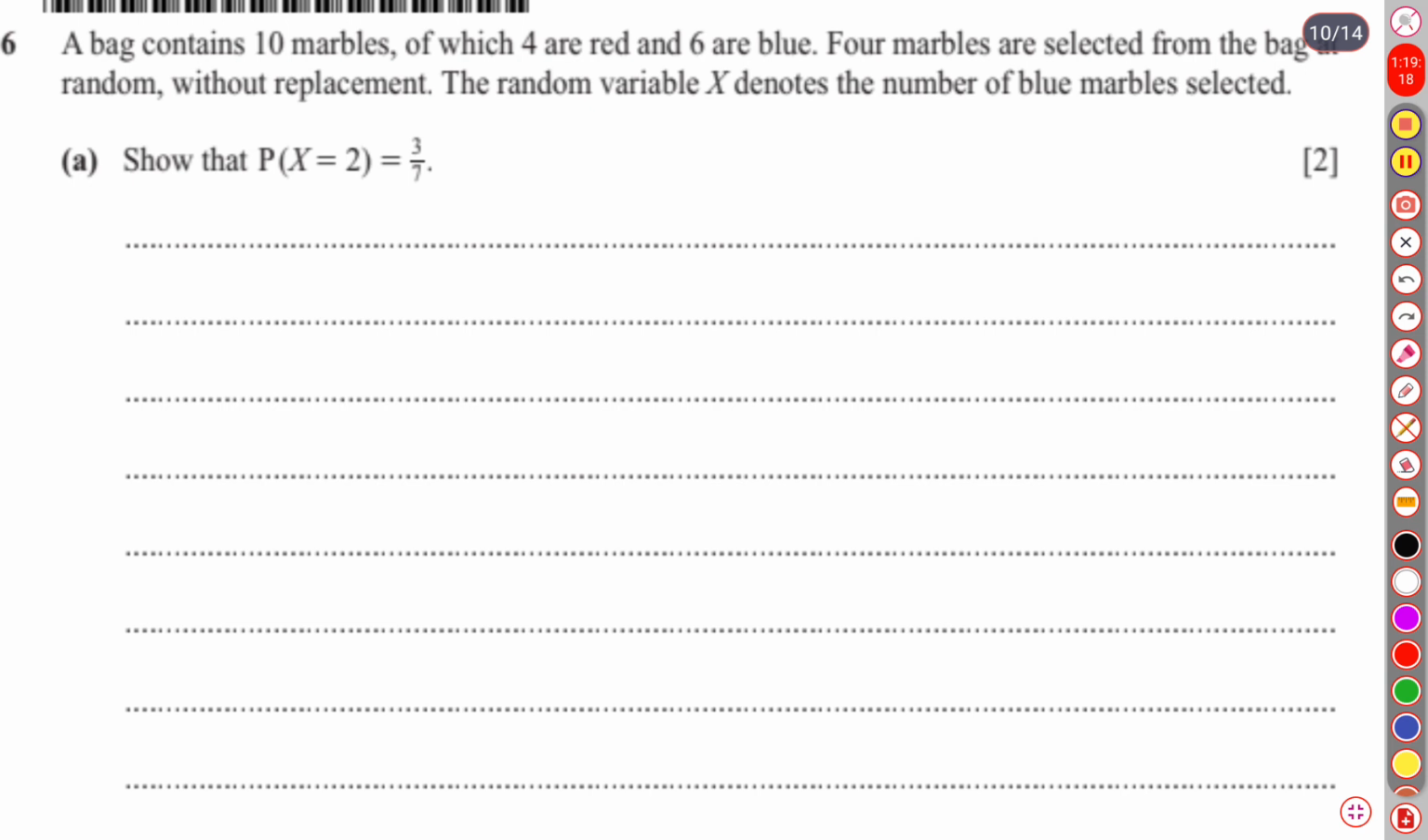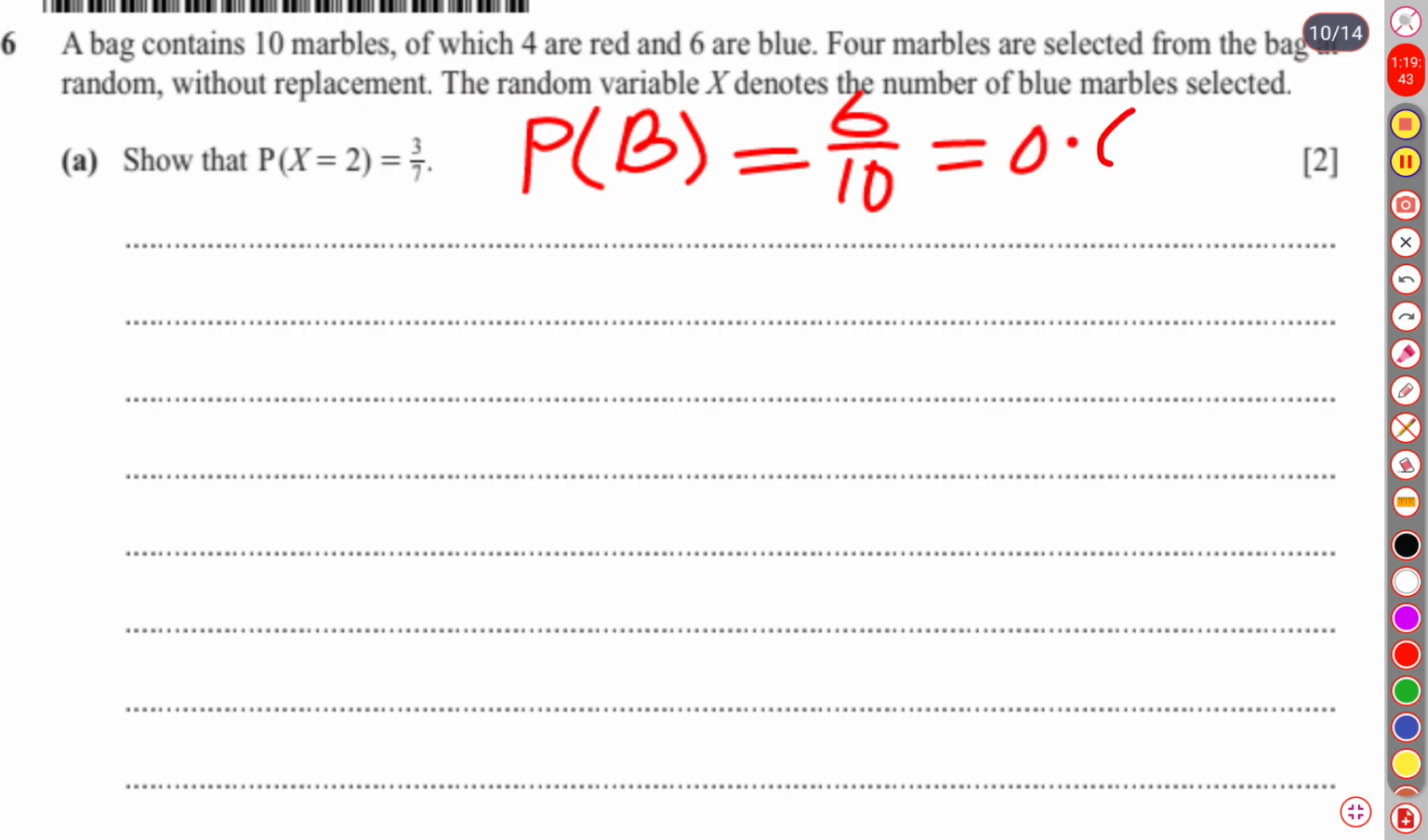So it's all about blue marbles. First of all, we will have to find the probability of one blue marble. The probability of one blue marble is, total there are 10, and number of blue is 6, so 6 over 10, and that is 0.6, and probability of one red marble is 0.4. Surely it is 0.4. Then we are going to find the probability of two blue marbles.